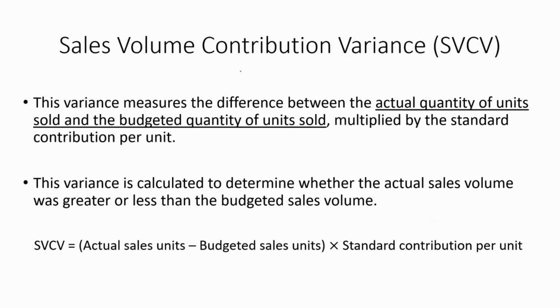Now let's discuss the sales volume contribution variance. This is denoted by SVCV. This variance measures the difference between the actual quantity of units sold and the budgeted quantity of units sold, multiplied by the standard contribution per unit. This variance is calculated to determine whether the actual sales volume was greater or less than the budgeted sales volume. This is the equation we can use to calculate the sales volume contribution variance, which is equal to the difference between the actual sales units and the budgeted sales units, then multiplied by the standard contribution per unit.